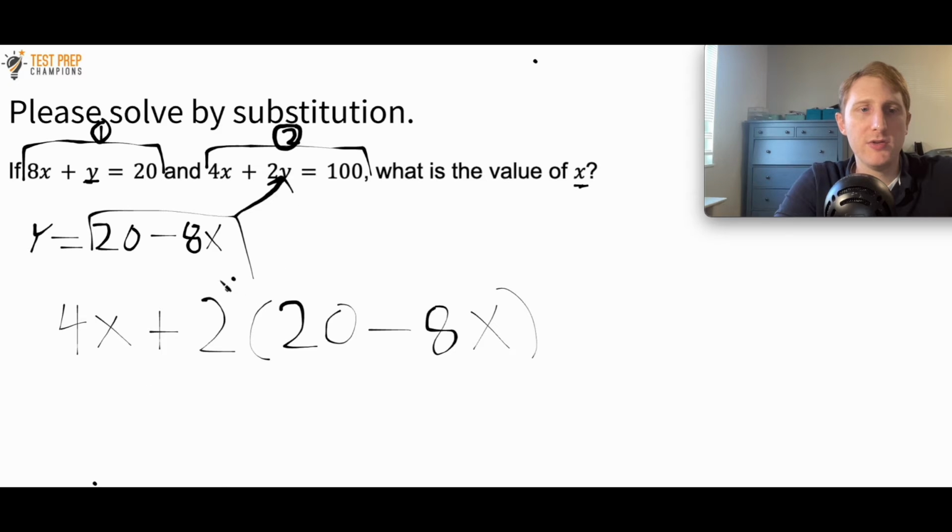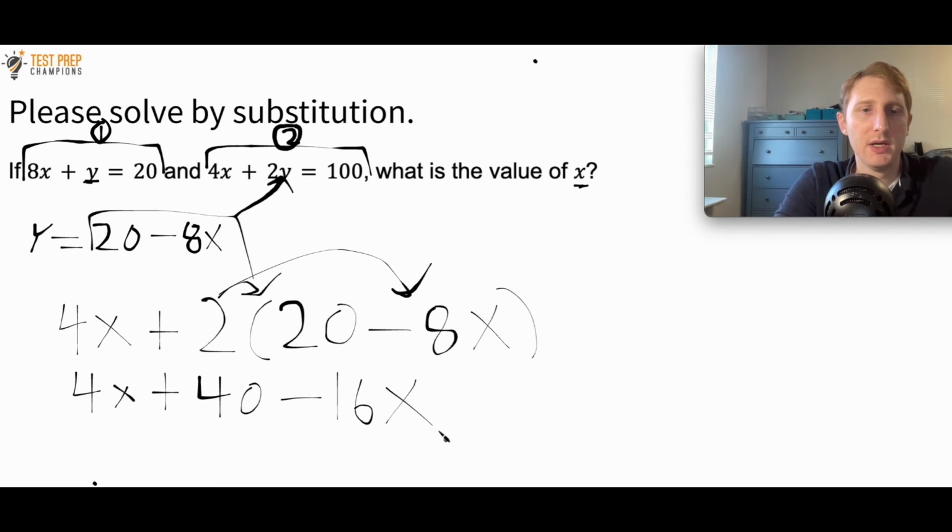So if I do this, I end up with 4x plus 2 times 20 minus 8x. What is 2 times 20? 2 times 20 is 40. And I have to take this minus sign into consideration. So what is 2 times negative 8x? 2 times negative 8x is negative 16x. All right, and this is all equal to 100 still.